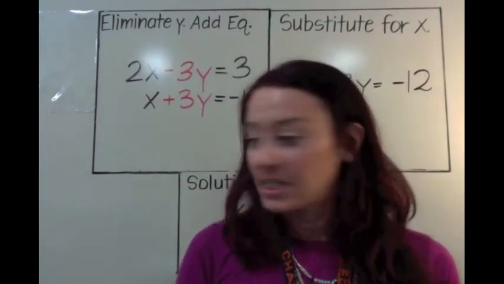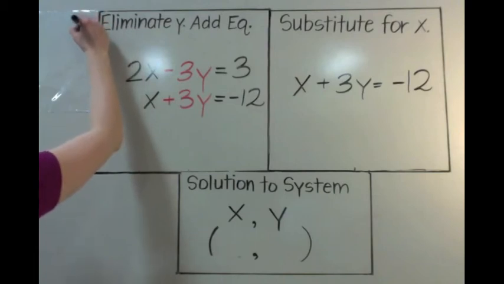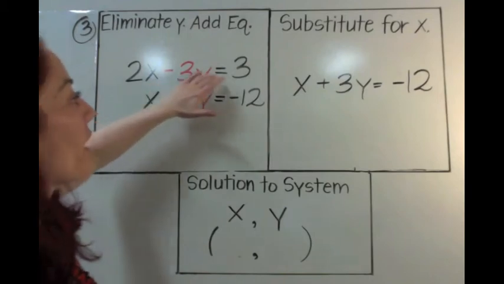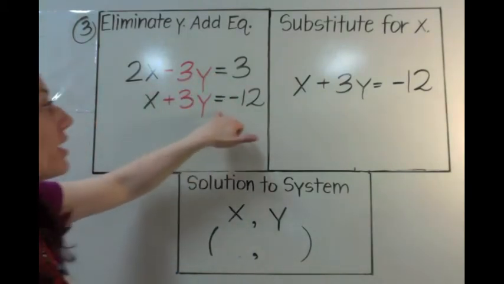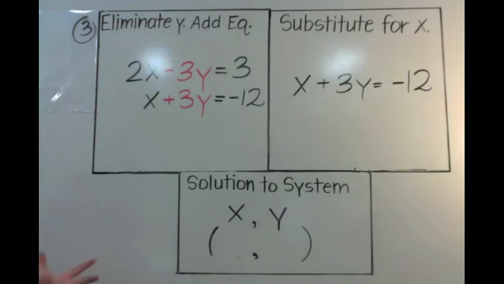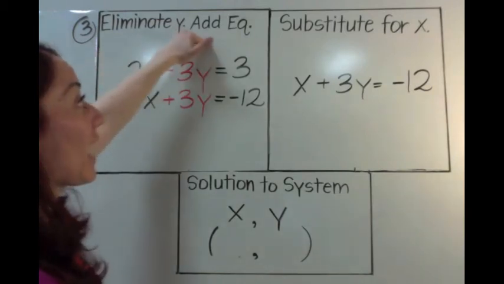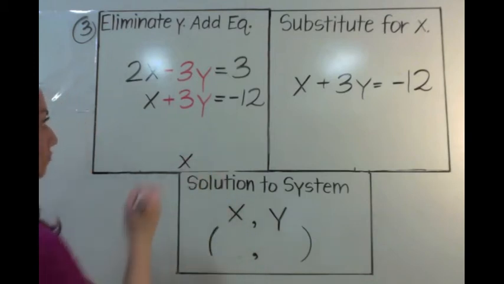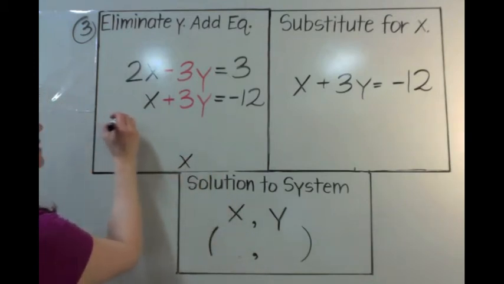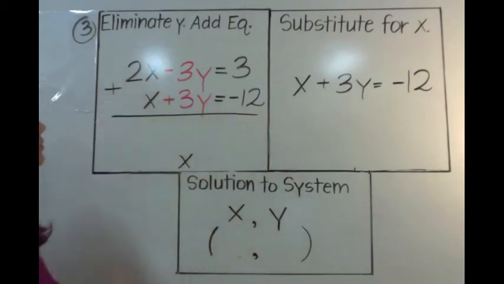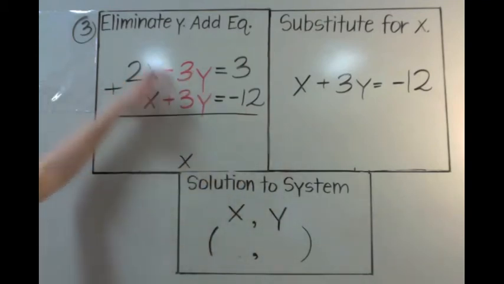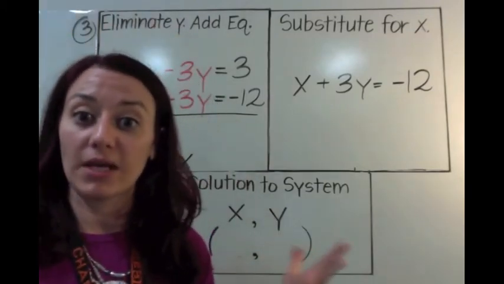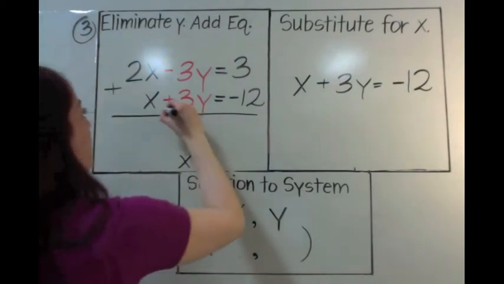So let's solve the last system of equations. I'm on number 3. The system that we have is 2x minus 3y equals 3 and x plus 3y equals 12. So first, it tells us to eliminate y and add the equations. We're going to be solving for x, okay? So we're going to add these equations together. What do you notice? We don't have a negative y and a positive y. We have a negative 3y and a positive 3y. Are they still opposites? Positive 3y, negative 3y? Yes. So when you add them together, they eliminate.